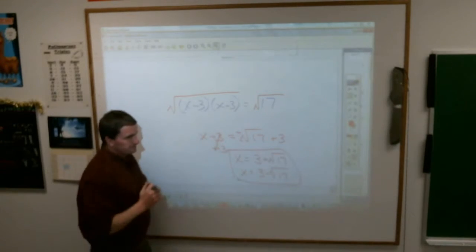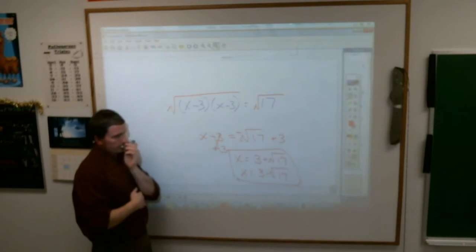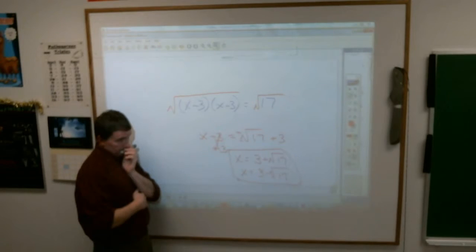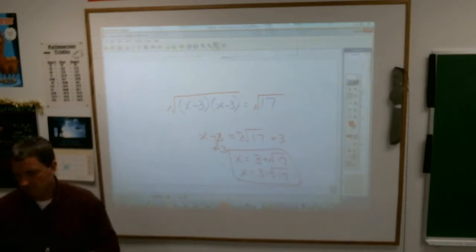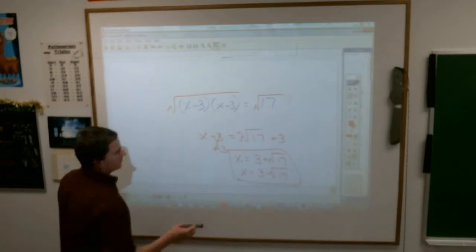When you put the answer like that, does it have to be the x and then the regular number and then the square root? It doesn't have to be, but I think that's the accepted way. It really doesn't matter. It's not a big problem.